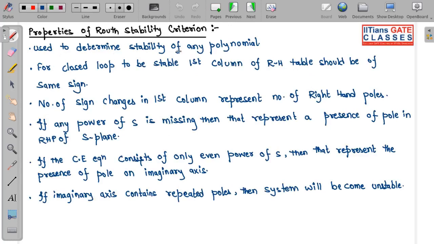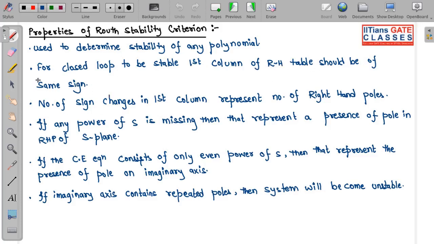So it is used to determine stability of any polynomial. So like this method, it was developed in mathematics. Okay, so in mathematics, Routh condition was used to determine whether your complex poles will lie on the left hand side or right hand side of your complex plane. So this has been actually incorporated in your control system. So for the closed loop system to be stable, first column of Routh-Hurwitz table should be of same sign.